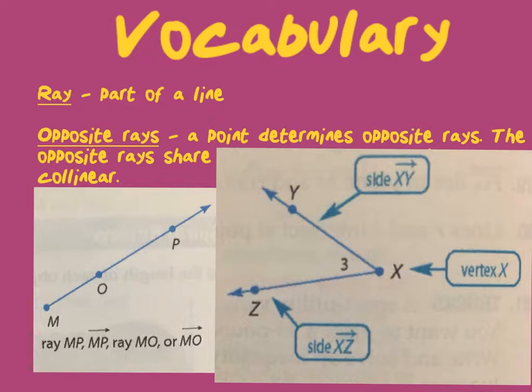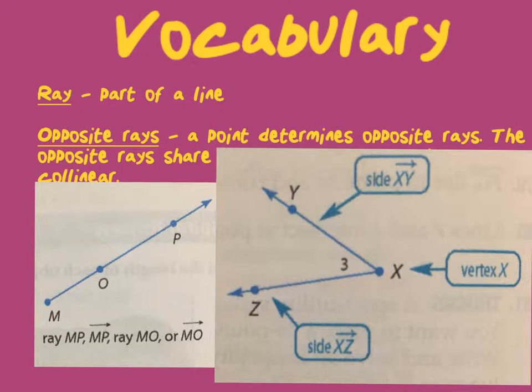Alright, so the first thing, we're going to start off with some vocabulary, and our first word is ray. A ray is just a part of a line where it has an endpoint on one side and goes on forever in the other direction. For example, here we have a line MP, or not a line rather, but a ray, and we can name this with the word ray MP. M comes first because this is the side where it ends, and P is the side where it goes on forever, and we know that because of the arrow.